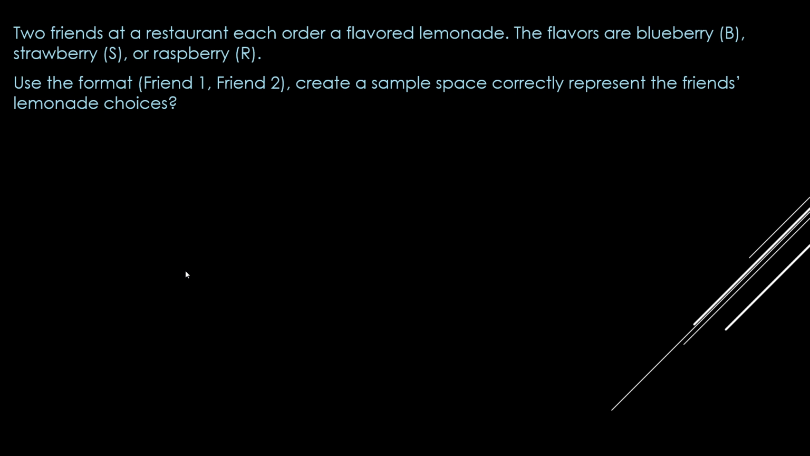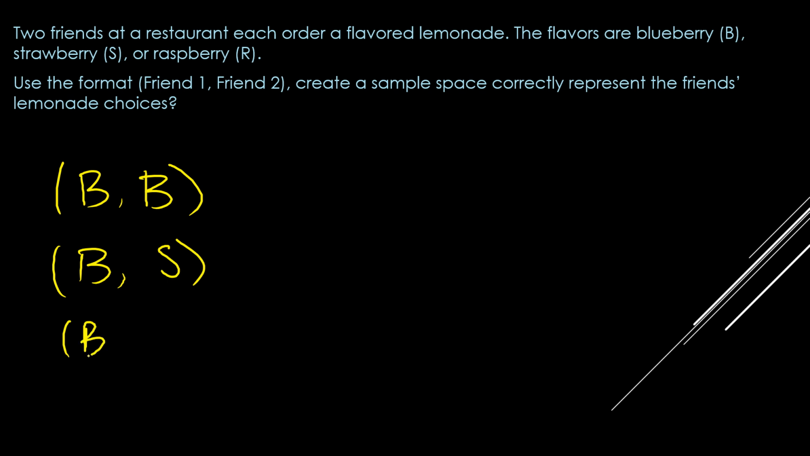Two friends at a restaurant each order a flavored lemonade. The flavors are blueberry, strawberry, and raspberry. Use the format friend 1, friend 2 to create a sample space that correctly represents the friends' lemonade choices. Well, say friend 1 is super set on ordering blueberry. Okay. If friend 1 wants blueberry, friend 2 could also get blueberry, or friend 2 could get strawberry, or friend 2 could get raspberry. Right?